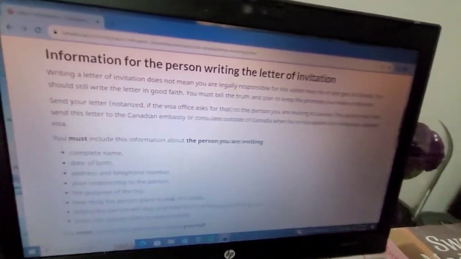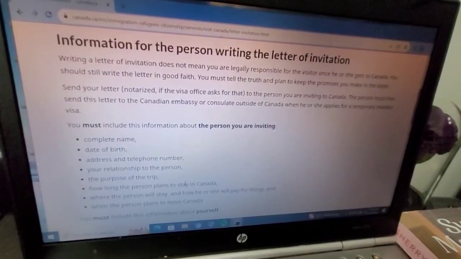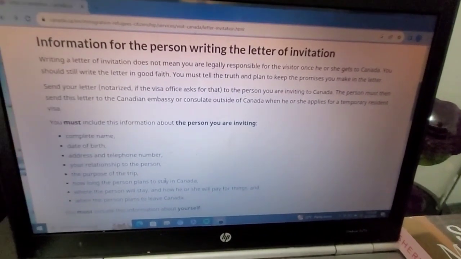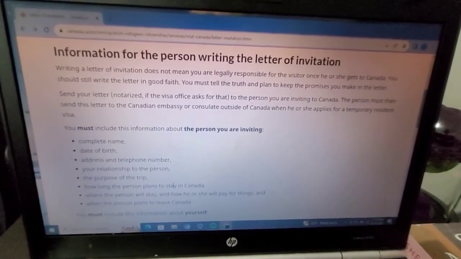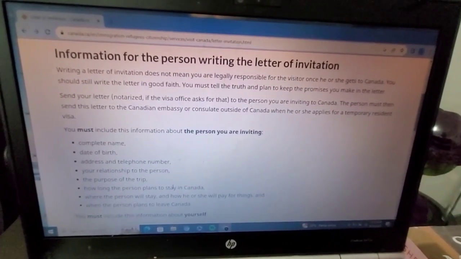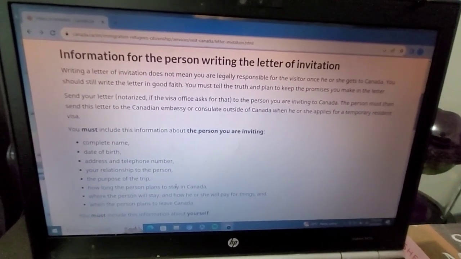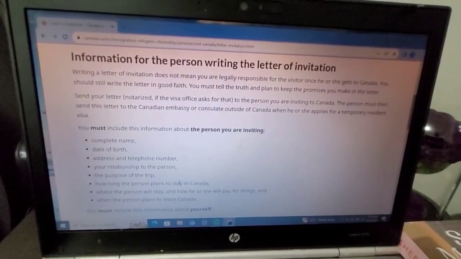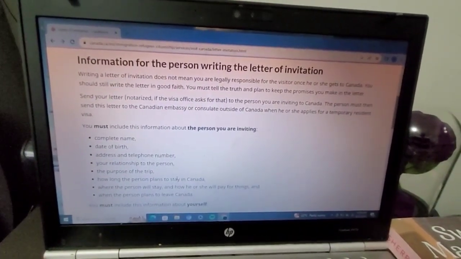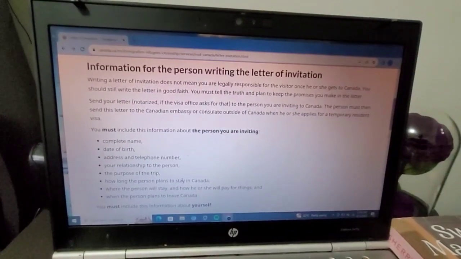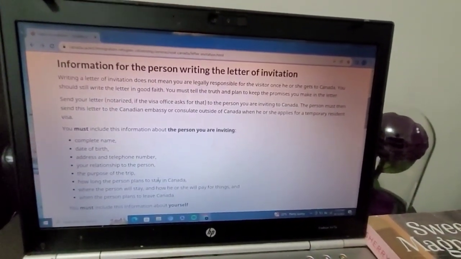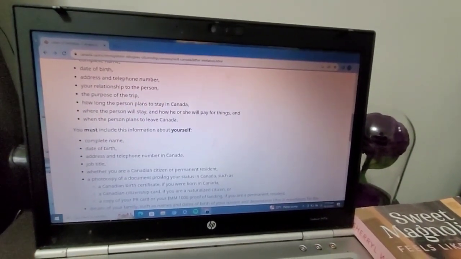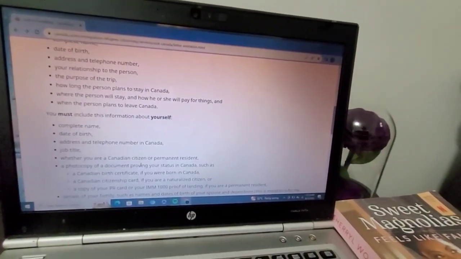So these are the information, as I read before. It says you must include this information about the person you are inviting. So if you're going to write this letter to invite somebody to Canada, this is what you must include in the letter: complete name, date of birth, address and telephone number, your relationship to the person, the purpose of the trip, how long the person plans to stay in Canada, where the person will stay, and how he or she will pay for things, and when the person plans to leave Canada. You must include this information about yourself. So all that information above is the information about the person who will be visiting you.